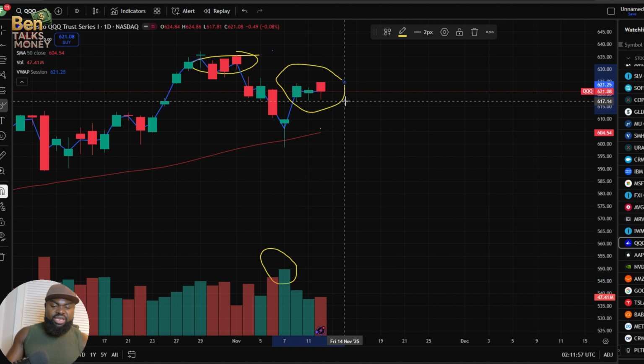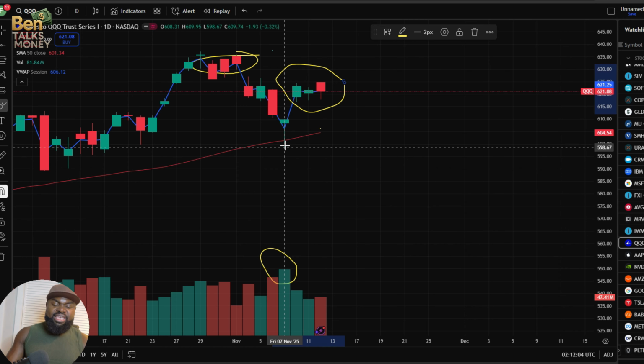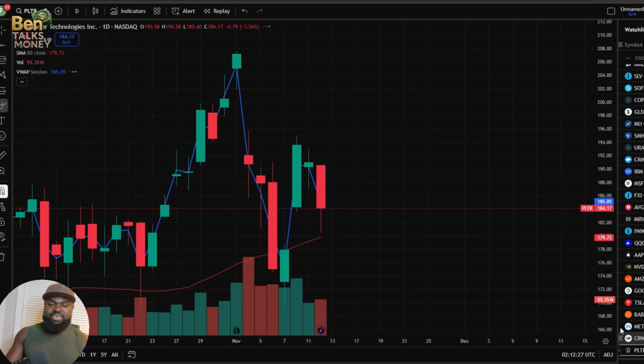That is how you trade the 50-day. If you are swing trading, this is just simple. You watch the stocks that are getting close to the 50-day, and as soon as they touch it with volume, you see buyers coming in, then you also get in with a position, and you use the 50-day as your exit point. The next one that we take a look at is Palantir.